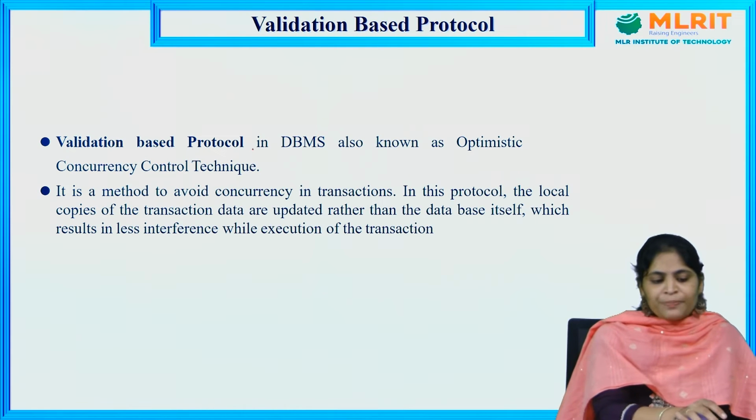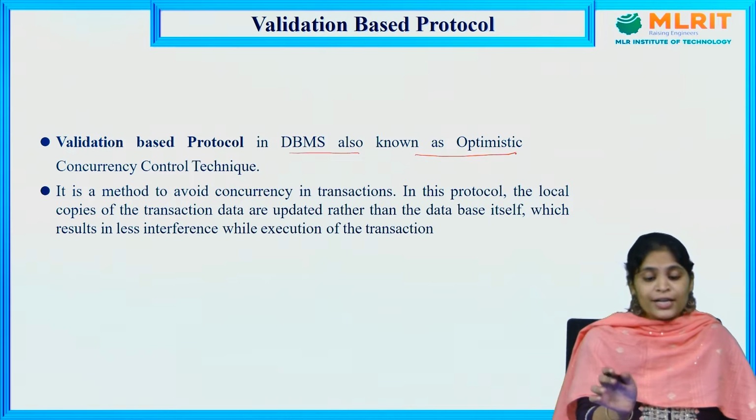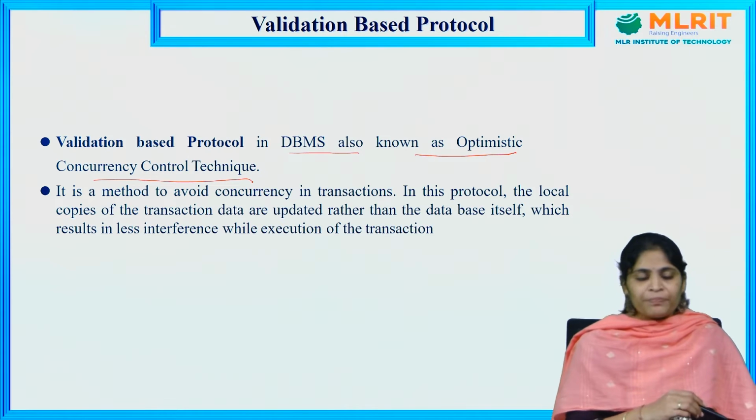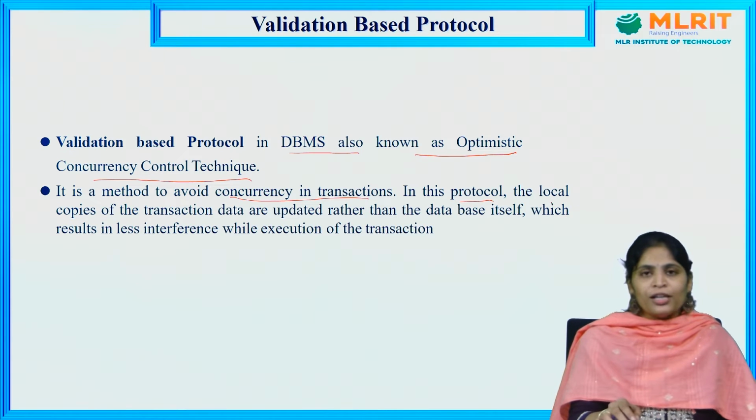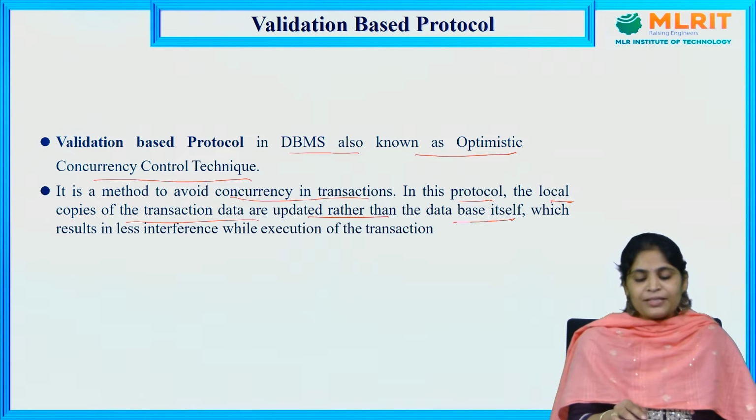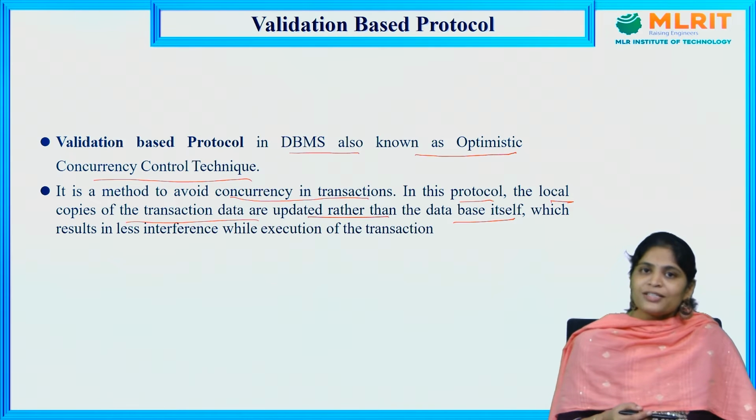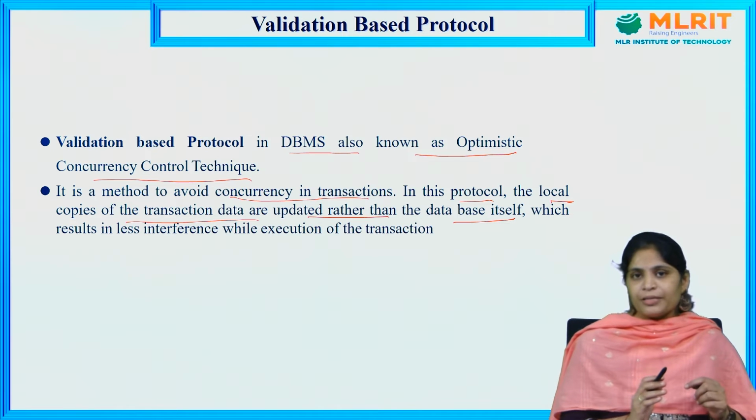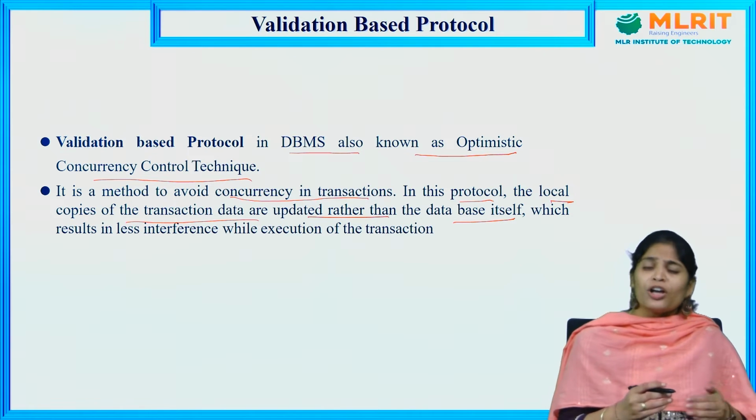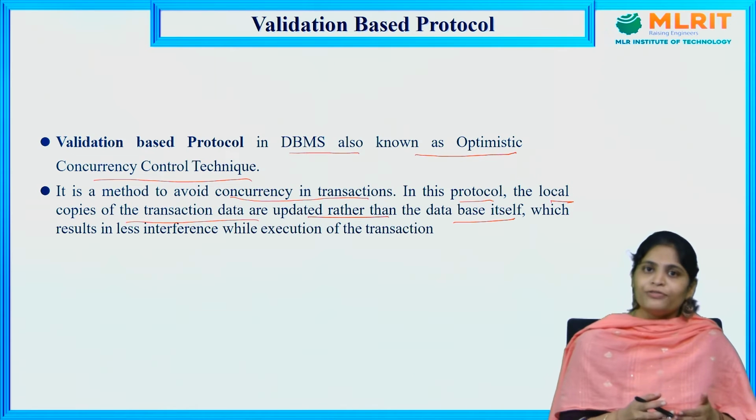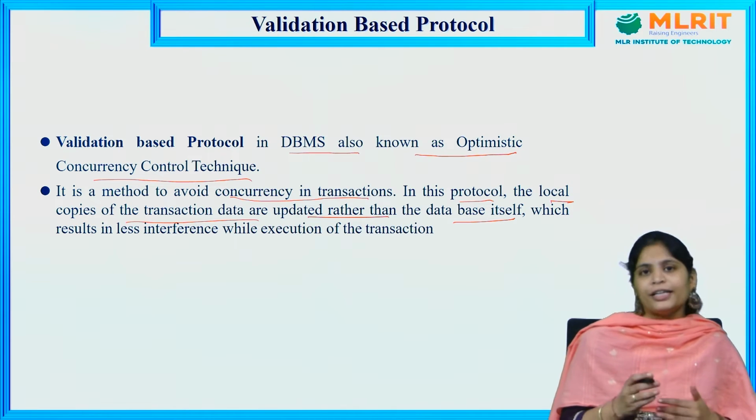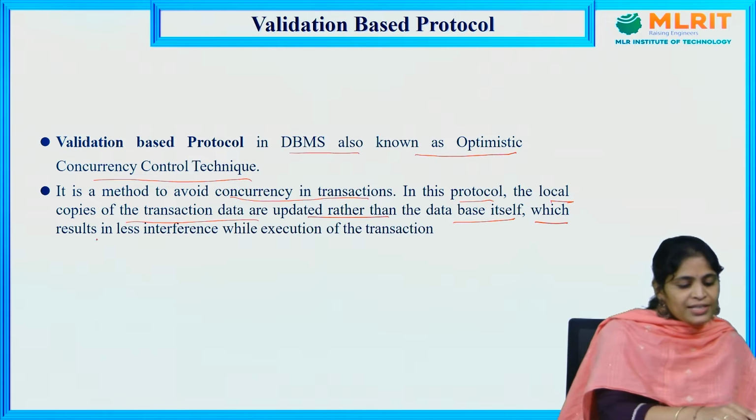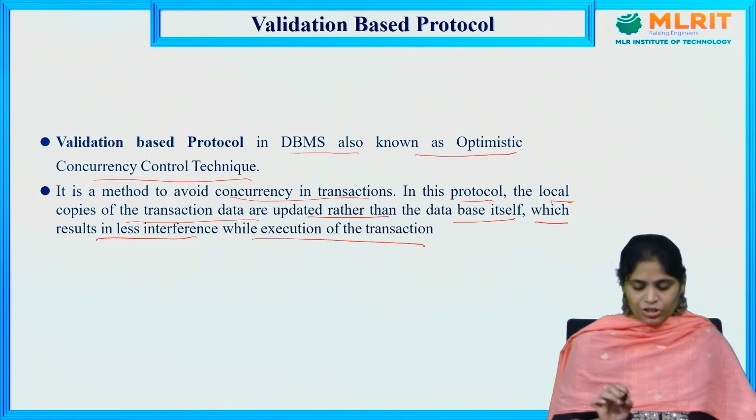Validation based protocol in DBMS is also known as the optimistic concurrency control technique. It is a method to avoid concurrency problems in transactions. In this protocol, the local copies of the transaction data are updated rather than the database itself. That means whatever operations we do will be updated in the buffer only, not in the main database. So if a transaction or update fails in the middle, it will not affect the database, which results in less interference during the execution of the transaction.